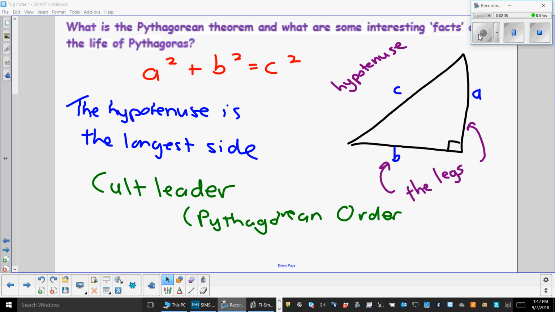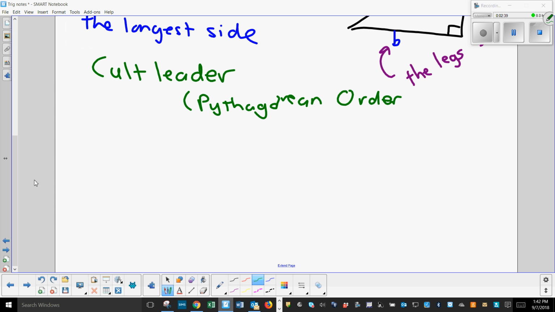How long ago was it, roughly? How do you even know that? Exactly. It's how you find it. It was in BC. Anyone have a rough idea? 495. Right. I was going to say around 500, but that's probably not correct. I said 495. Oh, did he? I bet he wasn't really a cult leader. So cult leader, Pythagorean order, around 495 BC.